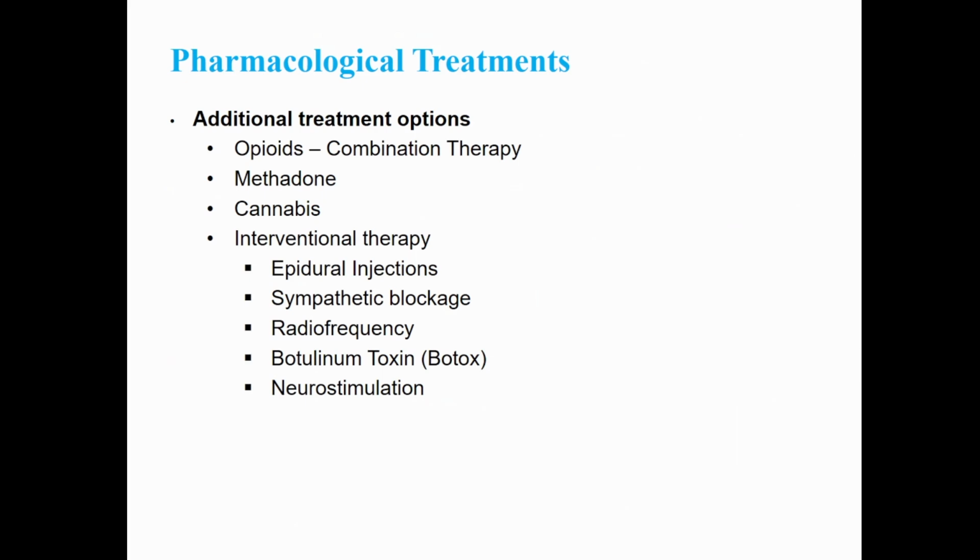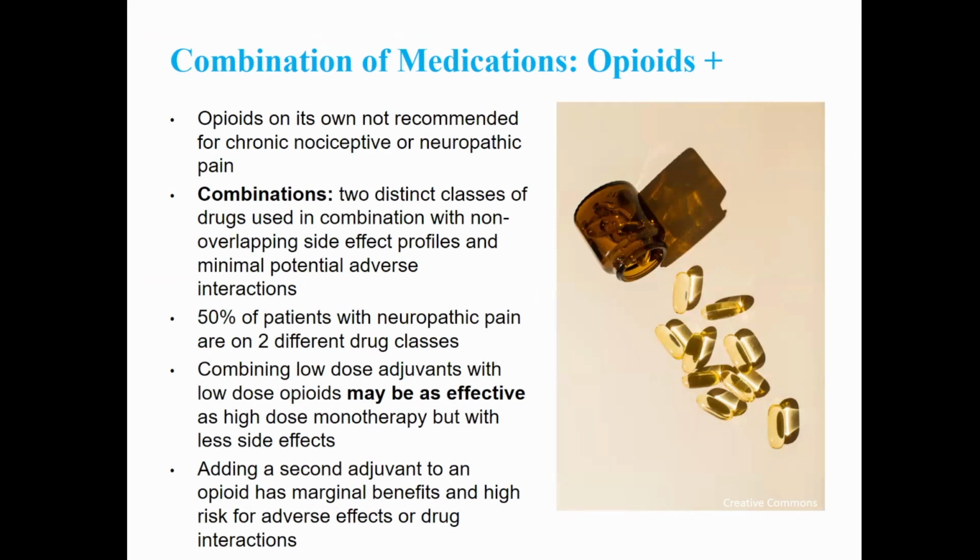So what do we mean when we say combination of medications? We specifically mean that the patient is on an opioid plus another medication. So opioids are not recommended on their own or first line for chronic nociceptive or neuropathic pain. So the whole idea with combination therapy is two distinct classes of drugs that can be used in combination with non-overlapping side effect profiles and hopefully with minimal potential adverse interactions.